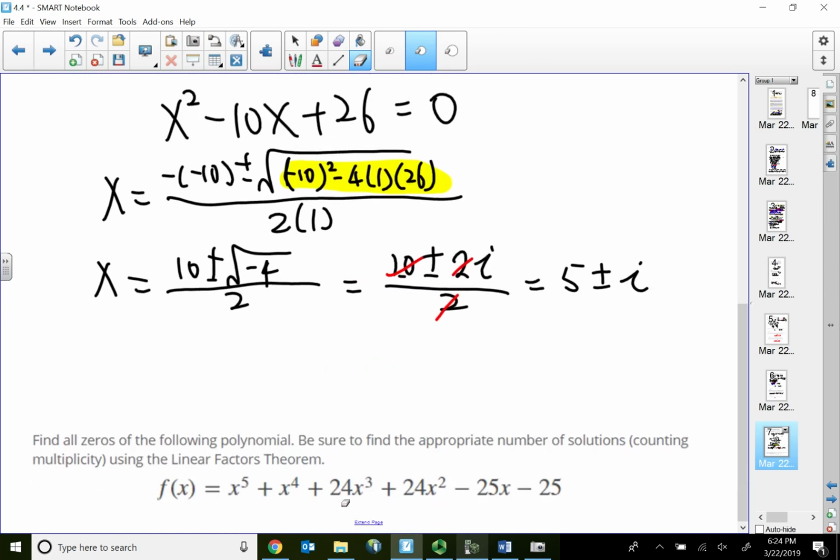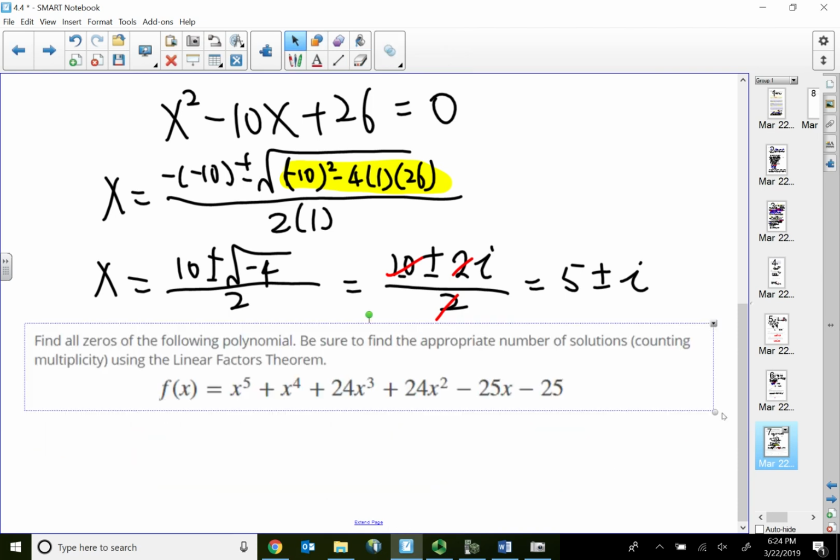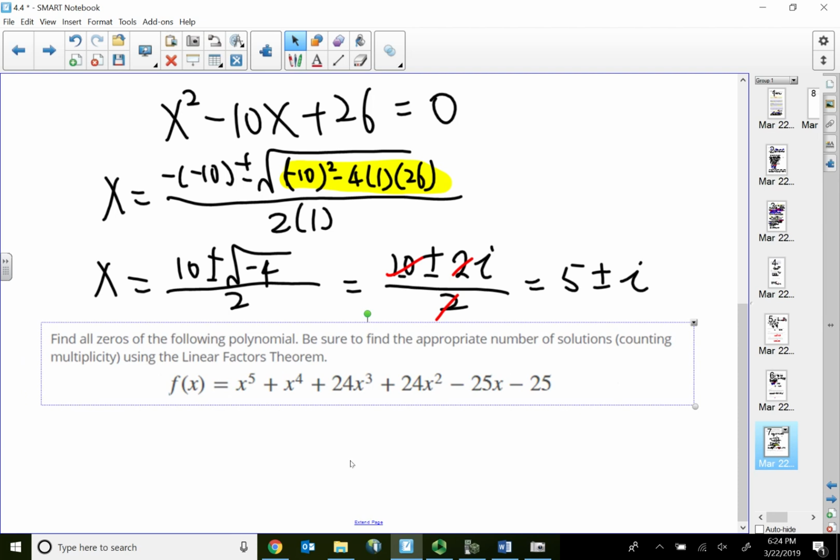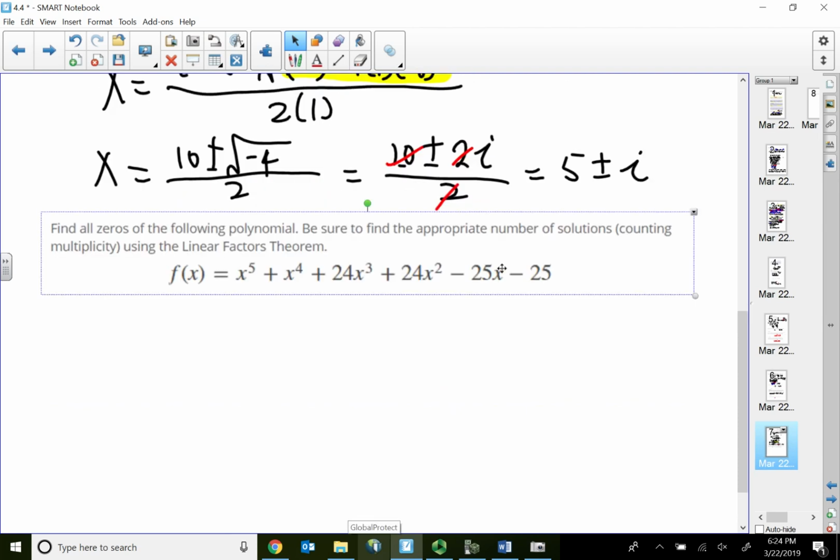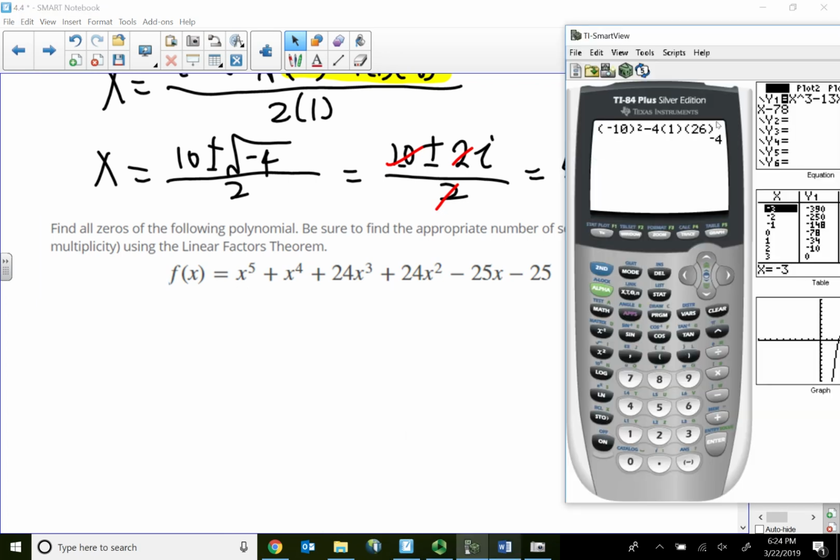All right, let's look at a different one. This one is a little bit big, a 5th power. So let's quickly do my rational zero theorem, p over q. Q is 1, so I'm not going to have any potential fraction zeros. So we can go straight to the graphing calculator and graph this function.